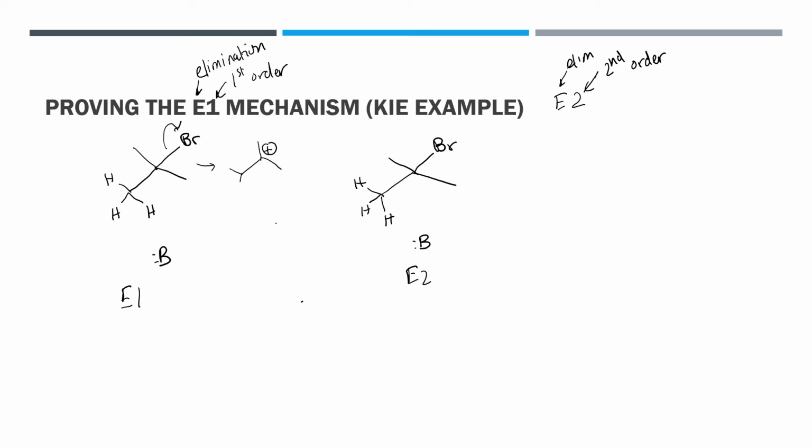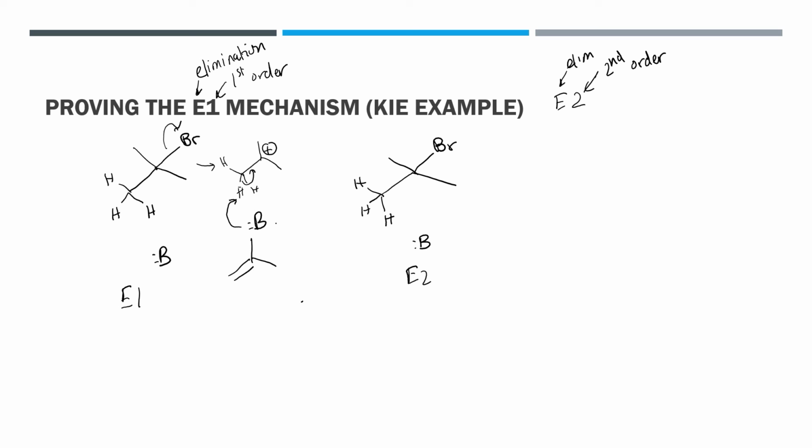Now what happens is the base comes in, there's the base, and deprotonates one of these hydrogen atoms, right? It takes this hydrogen off, because that's what a base does. If we think of our Bronsted-Lowry definition, it accepts protons. And then this forms a double bond. So what we end up with is a product that looks like that.